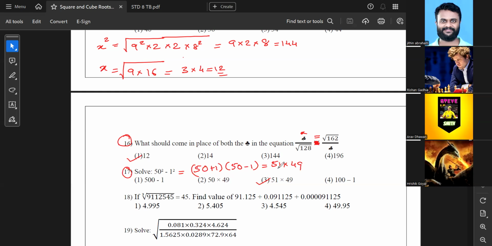Sir, in the 16th question, weren't we supposed to find x square and not x? We were supposed to find x because in the question they have asked for the clover. What is the value of the clover symbol? That is their question. So the clover symbol is x for us. Okay.